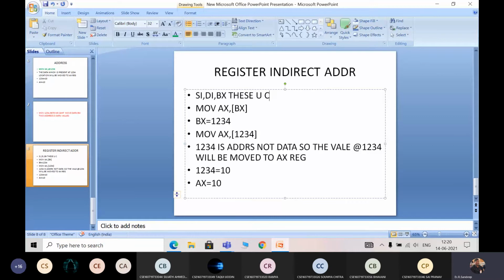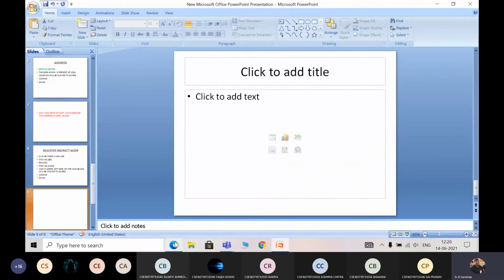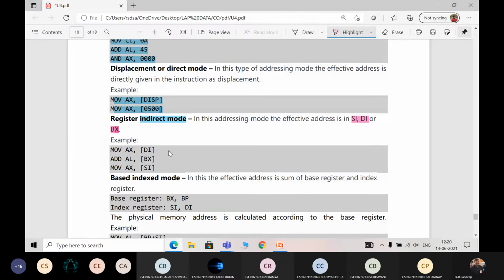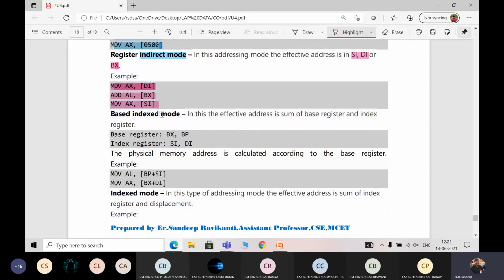Okay, these you can use when you want to transfer the data. So this is about the register indirect addressing mode. And next one, as you can see in the examples here, move AX, BX and DL, and next move AX comma SI, meaning is the same. The value is presented at the DI, BX and SI addresses.